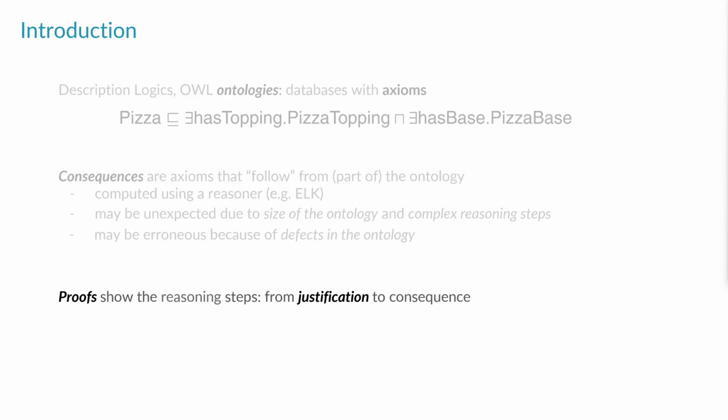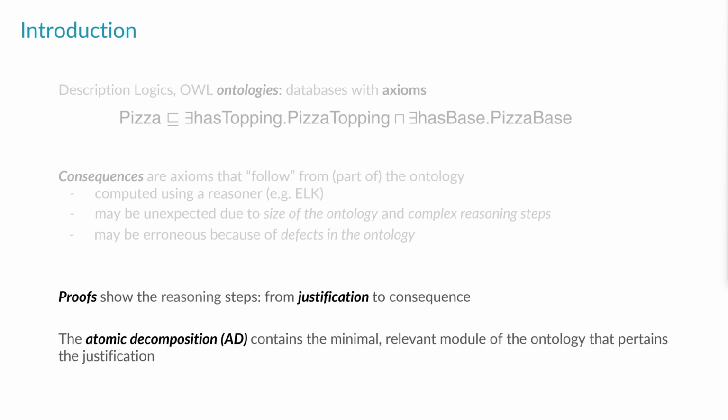To explain the consequences, we are going to use proofs. Proofs explain the reasoning process that generated a consequence as a series of steps or inferences. Starting from a justification, which in this case is the minimal set of axioms responsible for a consequence, a proof shows the reasoning steps that took place for the reasoner to compute the consequence. Additionally, we will make use of the concept of atomic decompositions. In essence, an atomic decomposition contains the minimal, relevant part of the ontology that is related to the justification. This will be particularly useful when we discuss repairing consequences, because it will let us show what parts of the ontology would be affected if we repair the consequence in a certain way.